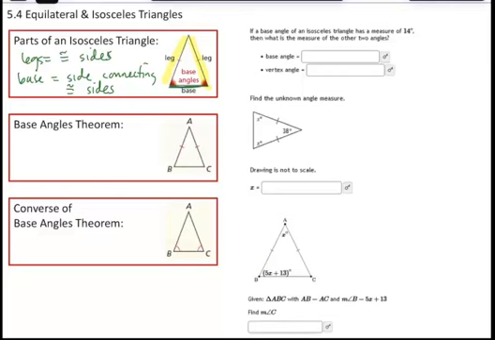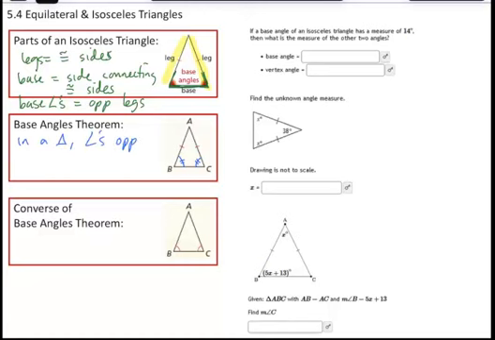The two base angles here are opposite the legs. So the base angles are the angles opposite the legs. Terminology-wise, that's what you can expect when you hear me say those phrases. The first relationship is the base angles theorem. When you're dealing with a triangle, if you have legs that are equal, then the angles opposite those equal legs are also equal. This is in a given triangle.